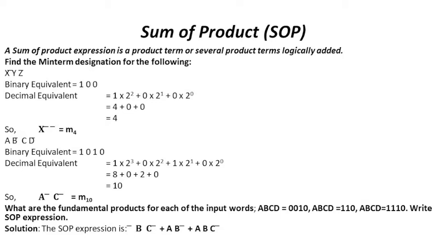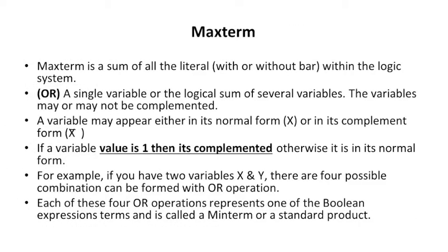Find the minterm designation of the following. So x bar y z, the binary equivalent will be 100. What is the decimal equivalent? The decimal equivalent is equal to 1 into 2 to the power 2 plus 0 into 2 to the power 1 plus 0 into 2 to the power 0. So 4 plus 0 plus 0 is equal to 4. Like this we have other examples also.